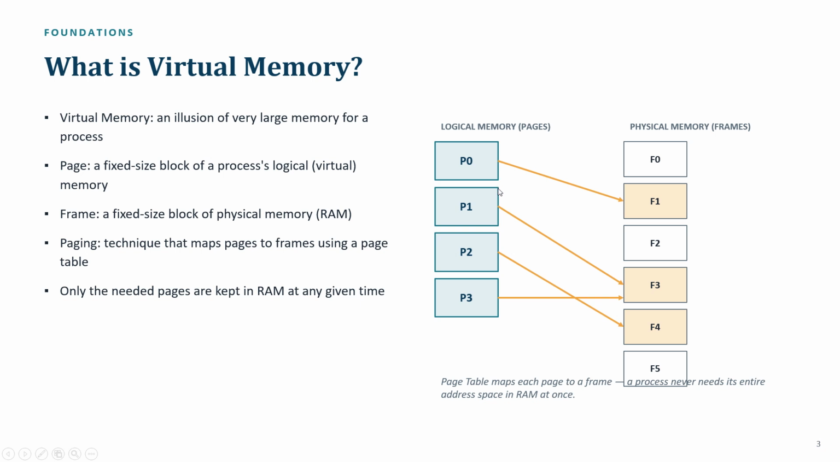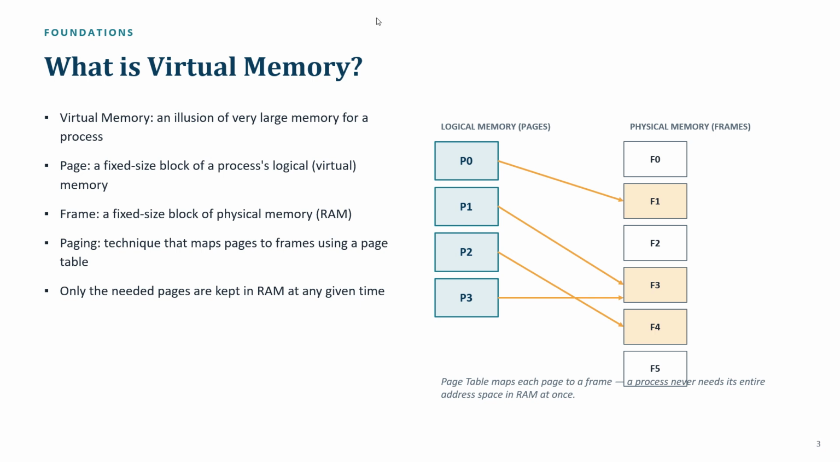There are four processes running: P0, P1, P2 and P3. And on the right, these are physical frames in the RAM. The arrow shows how each page is mapped to some frames in memory using something called a page table. The important thing to remember is this: a process does not need all of its pages in RAM at the same time. Only pages it is actively using right now need to be present, and this idea is the seed of everything we discuss today.